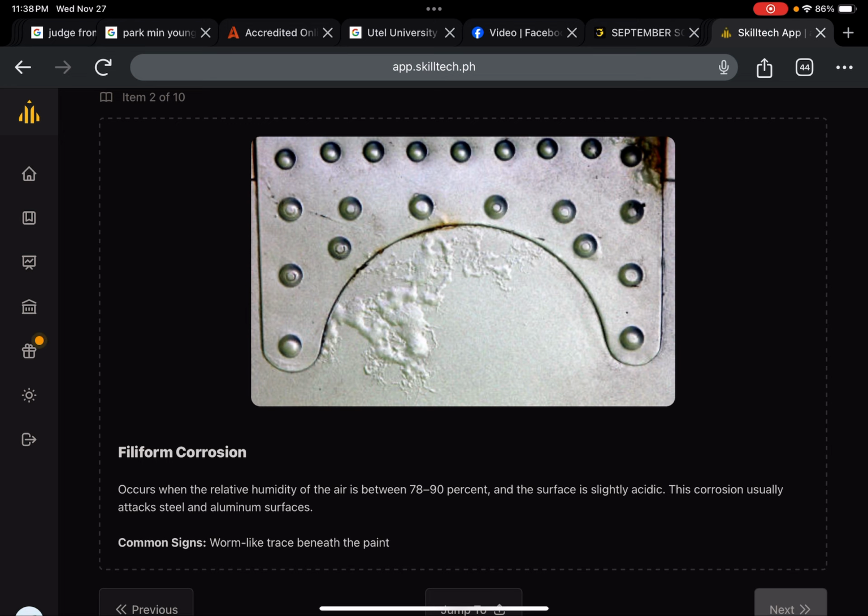Next we have filiform. So the relative humidity of the air is between 78 to 90%, slightly acidic. So it attacks steel and aluminum surface. What's distinct about this is that it's usually under the paint that the corrosion is going on.